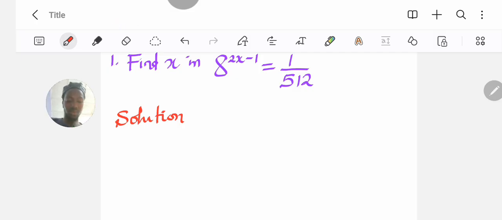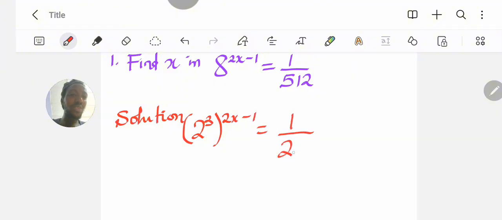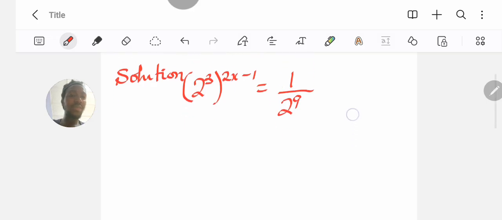All right, so these are the solutions to the practice questions I've given to us. Just follow through the process with me. We have 8 raised to the power of 2x minus 1 equals 1 over 512. 8 we turn right away into 2 raised to the power of 3. We have 2x minus 1 equals 1 over 512, which is 2 raised to the power of 9.